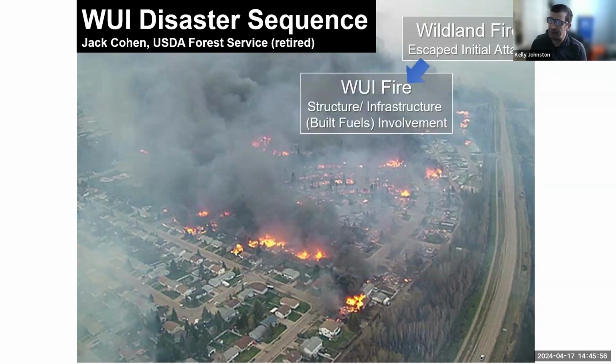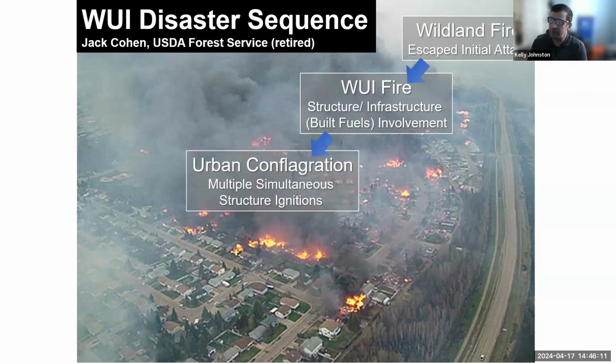But that 5% of the fires is actually the ones that's causing us problems, and those big fires you see on the news, where they start to involve structures and infrastructure. We'll call them built fuels. And that turns into what we call an urban conflagration, where there are multiple simultaneous structure ignitions at once. The photo here is a place called Slave Lake, Alberta in Canada. There were several hundred structures lost within a matter of just a few hours during that fire, and several hundred of those structures were on fire at the same time.